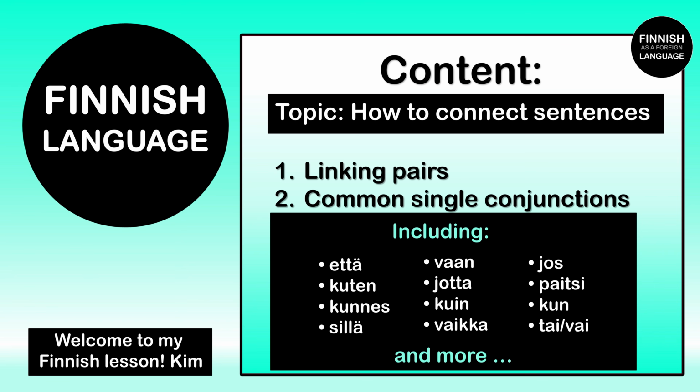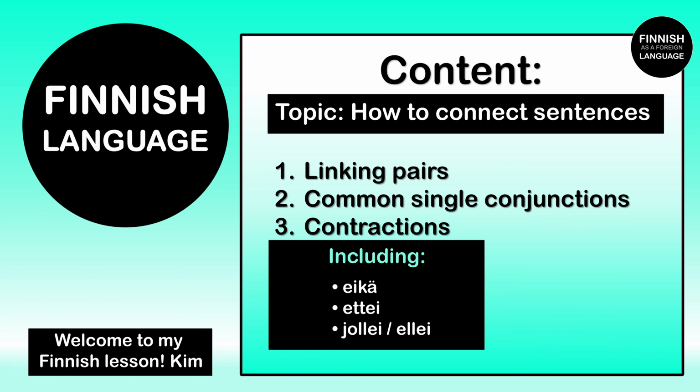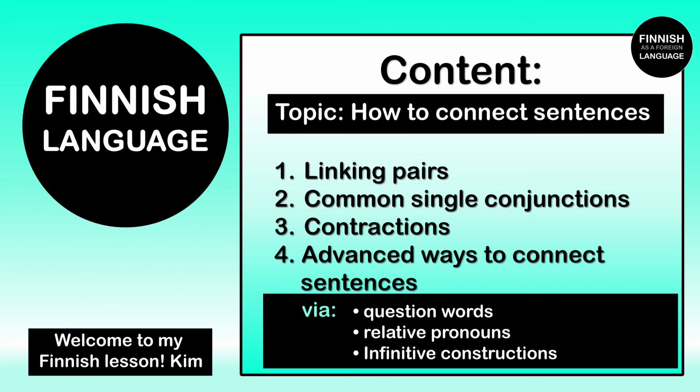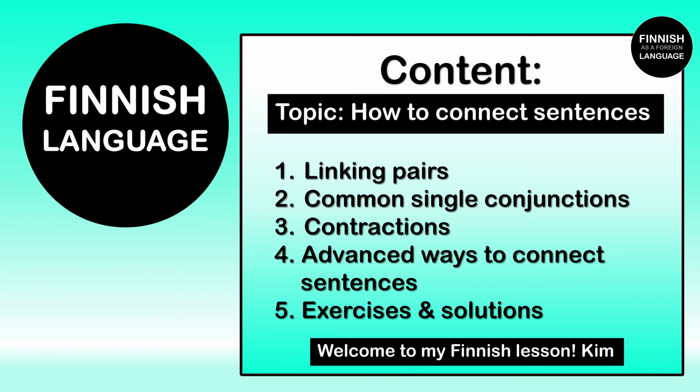Then in chapter 2 we'll go through the 60 most common single conjunctions such as kuten, kunnes, sillä and many more, followed by chapter 3 where we are going to focus on another way to connect sentences, which is by using contractions such as eikä, ettei or jollei. In chapter 4 then I'm gonna show you 3 more ways to connect sentences at the intermediate and advanced levels, which is by using question words, relative pronouns or infinitive constructions. Then at the end of this video in chapter 5 we will as always practice what we've learned today by solving some exercises together. So let's get started.